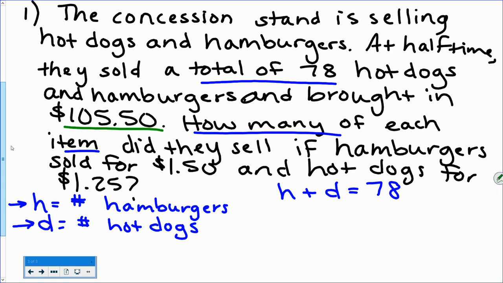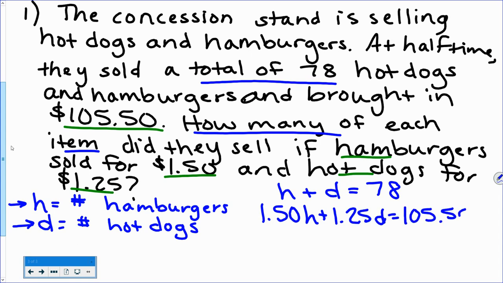They made $105.50. We also got $1.50 for every hamburger and $1.25 for every hot dog. Can you see a second equation that would come out of that remaining information? Yes, so I've got, it costs $1.50 for every hamburger plus $1.25 for every hot dog they sell would give us the total they made at those concessions, if that's all they were selling or were paying attention to.